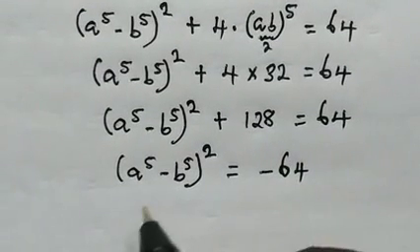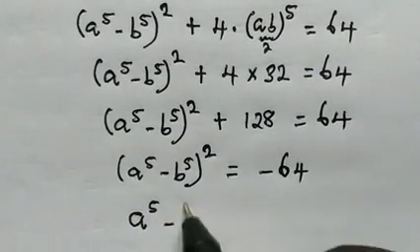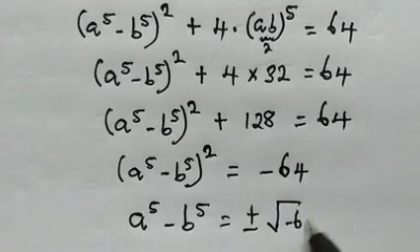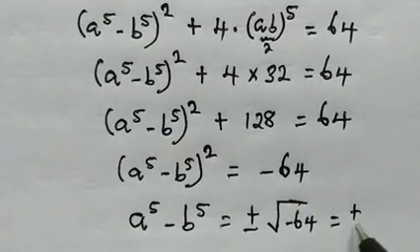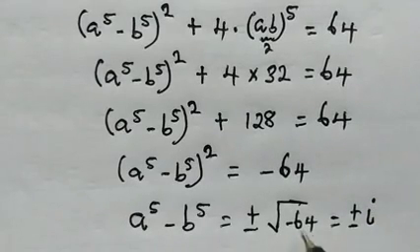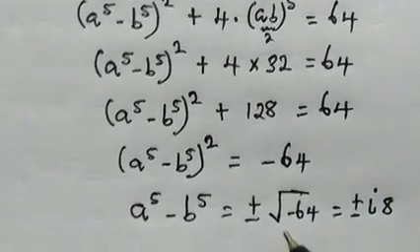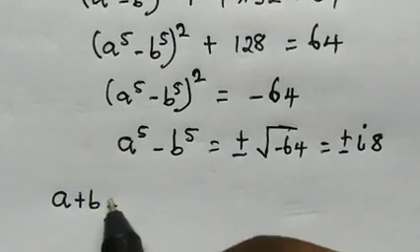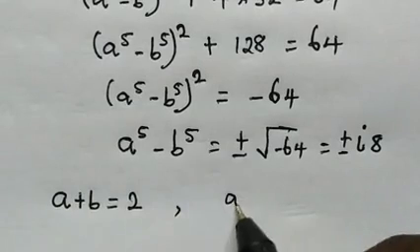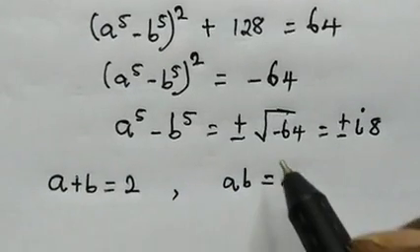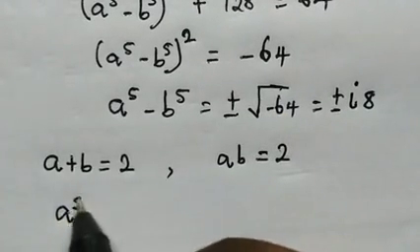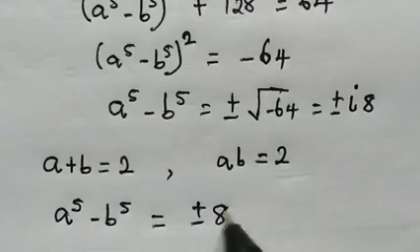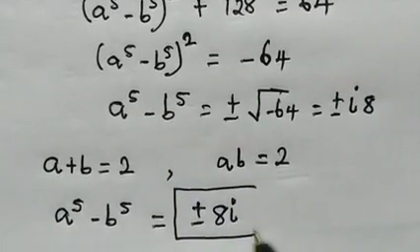Now we can take the square root of both sides, so we get a to the power of 5 minus b to the power of 5 is equal to plus or minus the square root of negative 64, which is equal to plus or minus, square root of negative 1 is iota, and square root of 64 is 8. So here we have our solution. Remember, the original problem is a plus b is equal to 2, and we also have that a times b is equal to 2. And therefore, we have our solution for a to the power of 5 minus b to the power of 5, which is equal to plus or minus 8i. So our solution is imaginary.